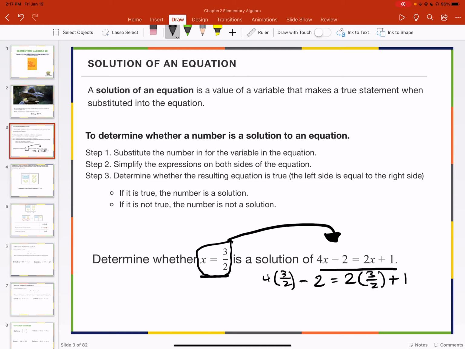So on the left-hand side, this simplifies to become what? This is 4 over 1 times 3 halves. Whichever way you do it, this could be 12 over 2, or you could divide top and bottom by 2. You get 6 minus 2 on the left-hand side. On the right, 2 times 3 halves, these two cancel each other out, and you get 3 plus 1. So 6 minus 2 is 4. Is that equal to 3 plus 1? Yes. And so it is a solution to the equation.